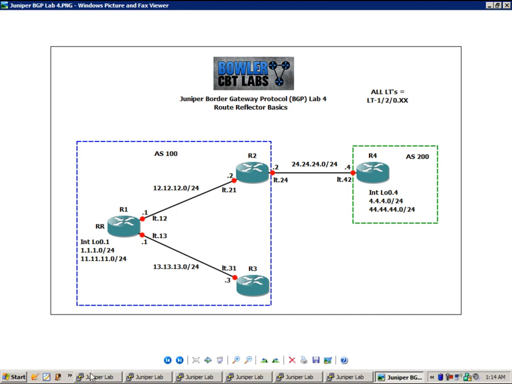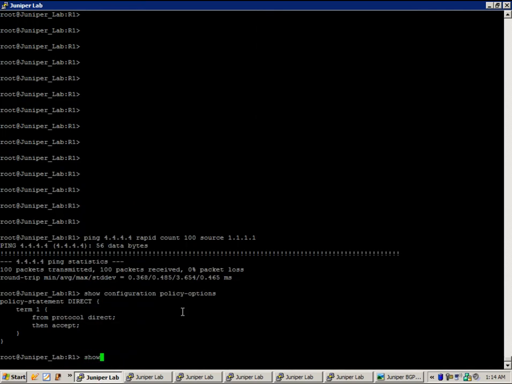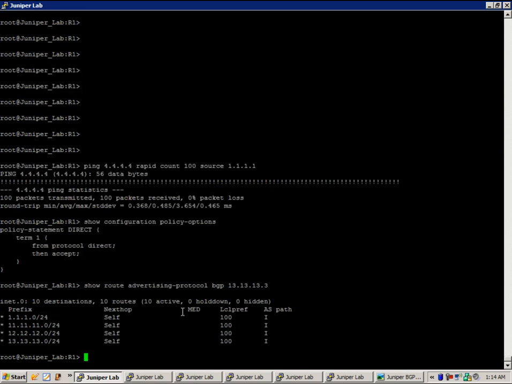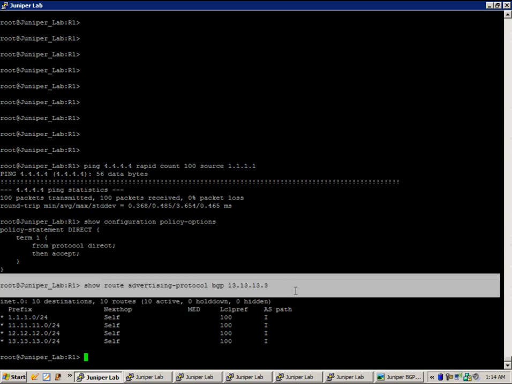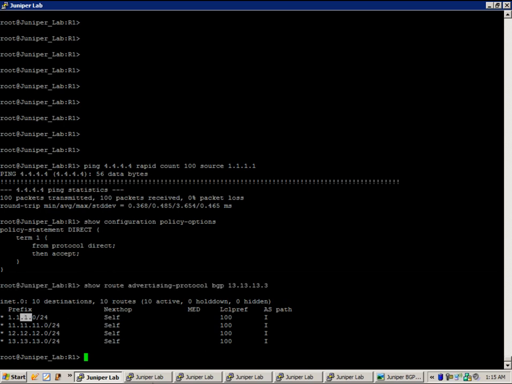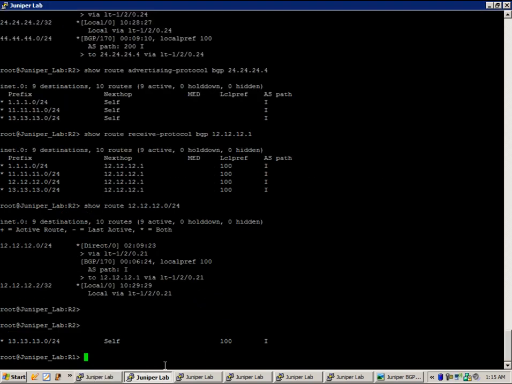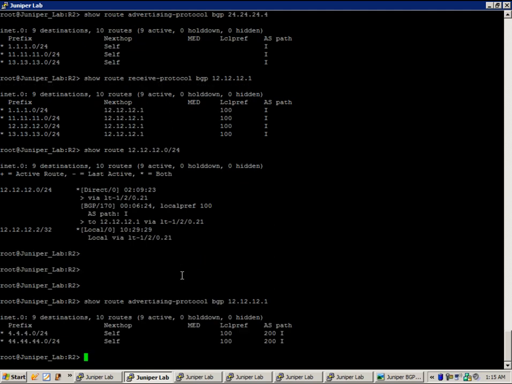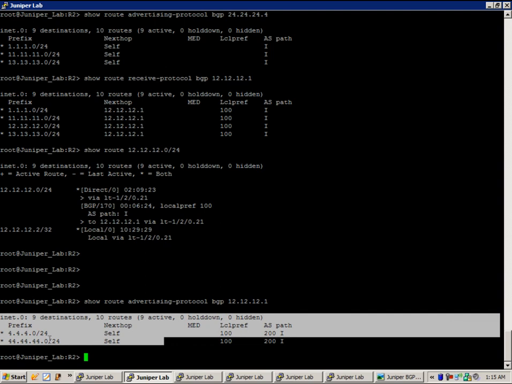If we go to router 1 and do a show route advertise protocol BGP and then 13.13.13.3, that's to router 3, we can see that that is indeed the case. We are not advertising the 4 or the 44 network to router 3. If we go to router 2, though, which is directly connected to router 4, we do a show route advertising protocol BGP towards router 1, which is 12.12.12.1, we are indeed sending those networks to router 1, the 4 network and the 44 network.